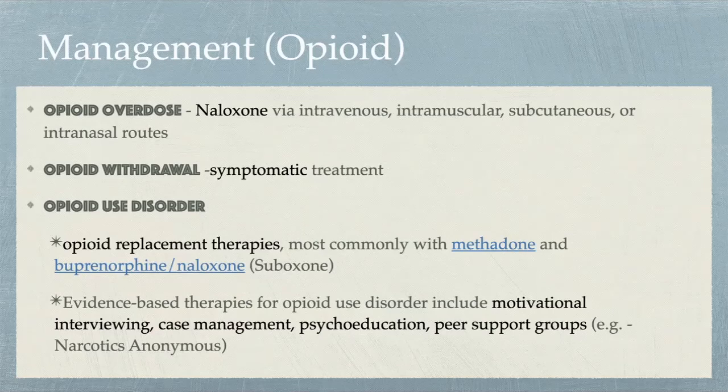For opioid use disorder, also known as opioid dependence, we need to give opioid replacement therapies, most commonly methadone and the buprenorphine-naloxone combination, which is Suboxone. Suboxone is more commonly used than methadone. Effective psychotherapy includes motivational interviewing, case management, psychoeducation, and peer group supports, like in alcohol use disorder.